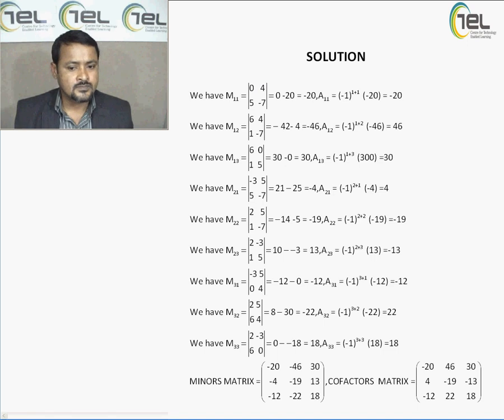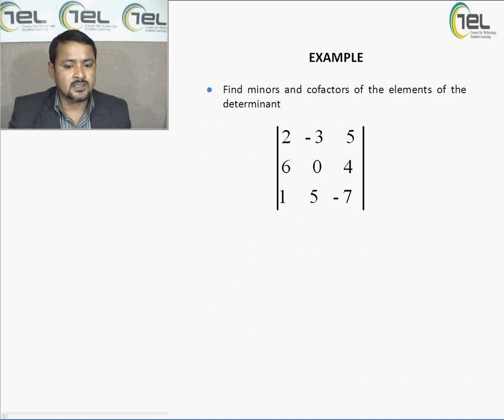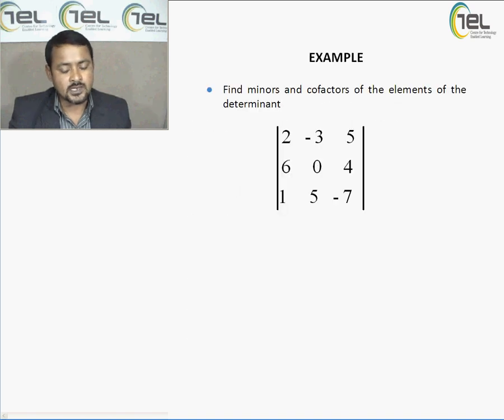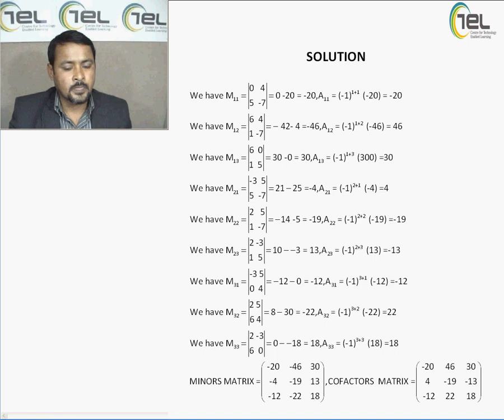M11 is the minor of A11, that is 0, 4, 5 and minus 7. Eliminate the row, eliminate the column, you get the minor. So the cofactor is minus 1 to the power 1 plus 1 into minus 20, that is minus 20.